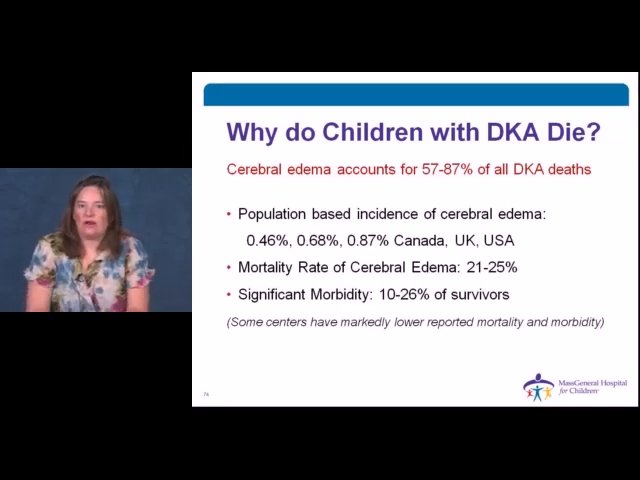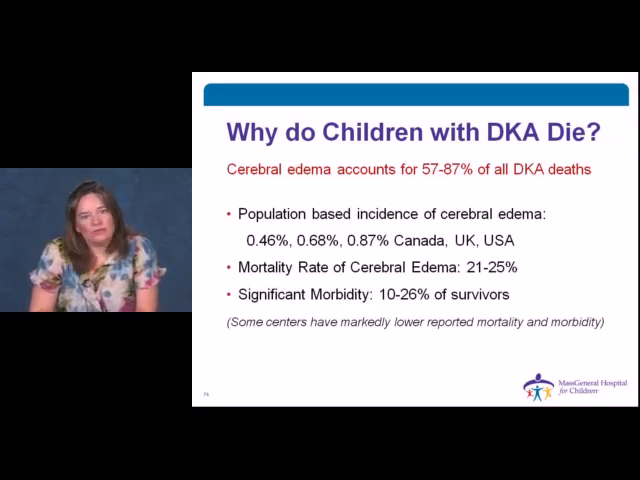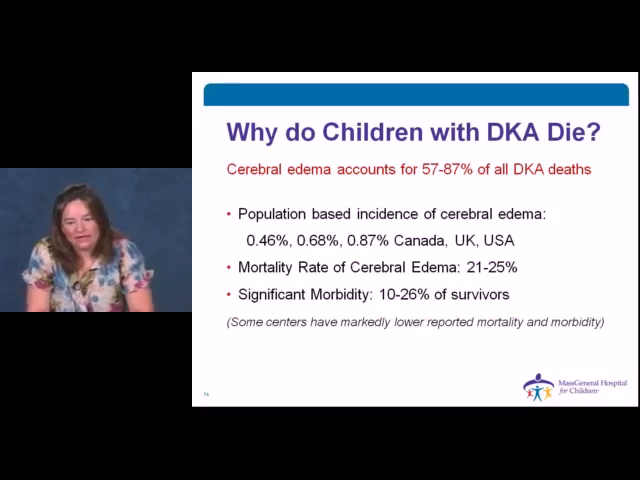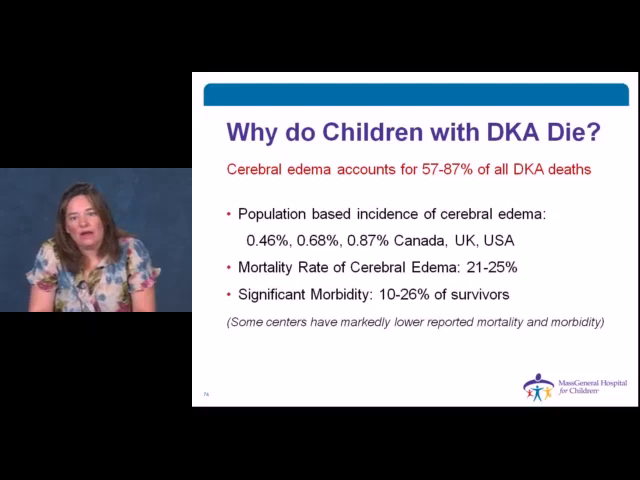So just to reiterate, why do children with DKA die? It's definitely cerebral edema. It accounts for 57 to 87% of all DKA deaths, so it's the number one complication that we're worried about. That being said, it's very hard to study because children dying from DKA is very rare. The population-based incidence is low, 0.46% in Canada, 0.87% in the US. And the rate of mortality once a patient has cerebral edema is still generally low, 21 to 25%, but there's significant morbidity in another 10 to 26%.